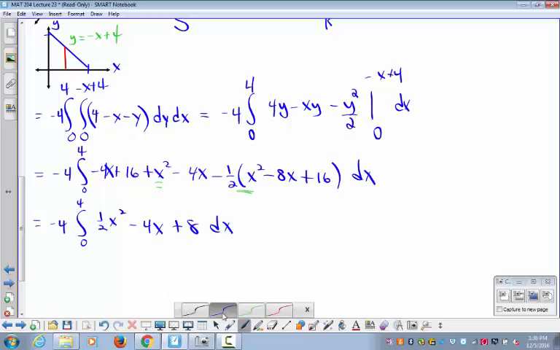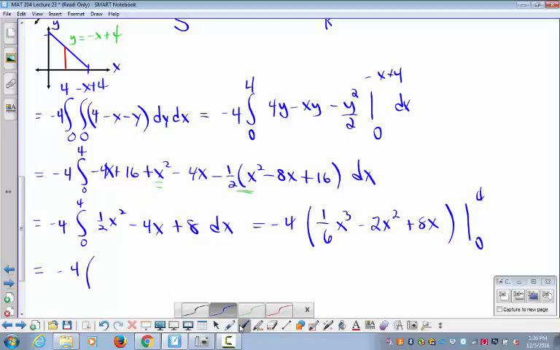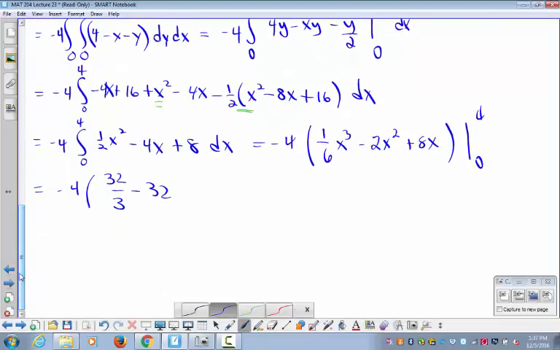That's right. And then, of course, we just finish this thing off. X cubed over 3, so that's 1 over 6, x cubed minus 2 x squared plus 8x over 4. Four times 4 is 16. 16 times 4 is 64, so 32 thirds. And then 16 times 2. 32. 8 times 4. 32. All right, so we end up with minus 128 thirds.